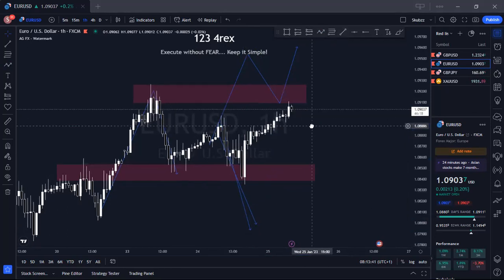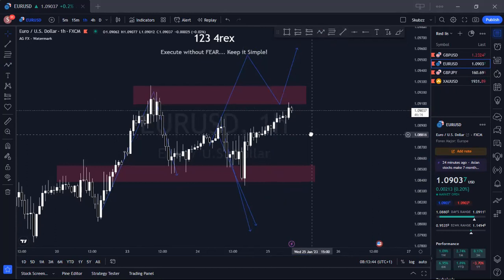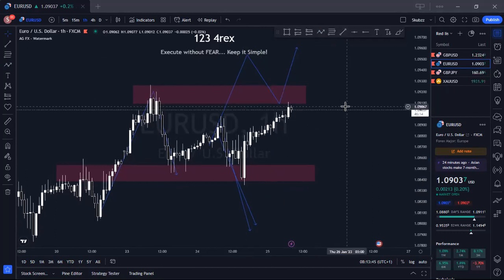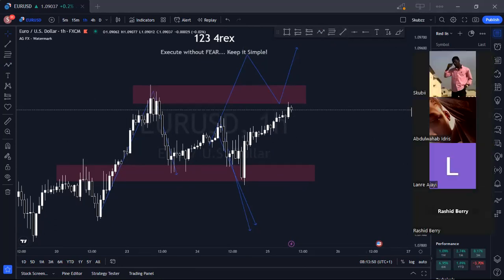Is there any pair you guys want us to take a look at before we go, or what questions do you guys have? I've looked at all the pairs I trade. I don't trade GBP JPY and gold. Yeah, can you check NZD USD?